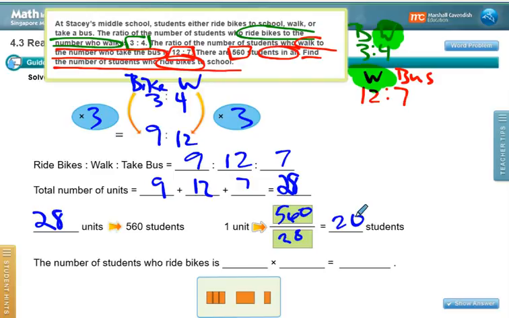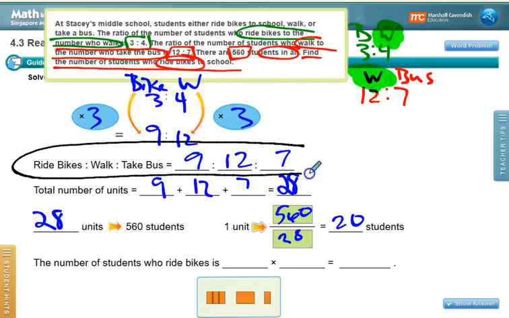So, how many students ride bikes? Well, to answer that question, we have to remember what ratios we got these parts from. We got those parts from these ratios right here. Not from the 3 to 4. The 3 to 4 is irrelevant to us now. This 28 came from the 9, 12, and 7. So to get the number of students who ride bikes, we're going to take that 20 students for each one of these parts, and we're going to multiply it by 9. 20 times 9 is 180. There are 180 students who ride their bikes.